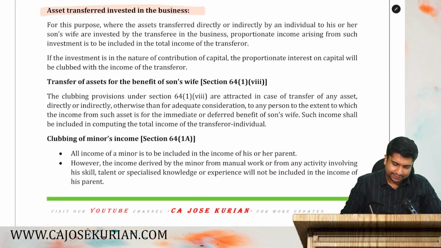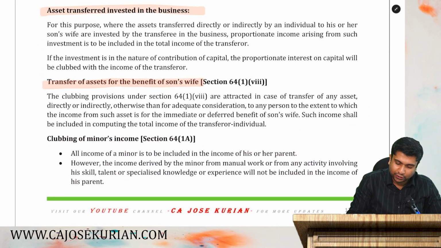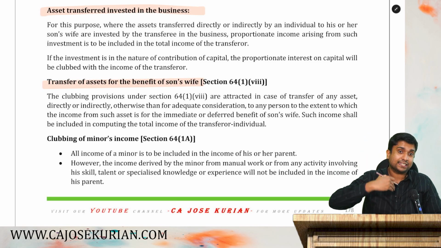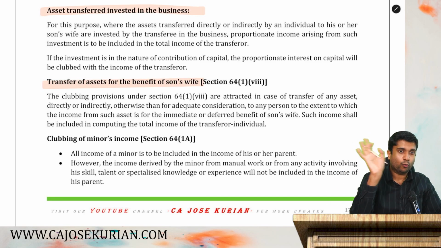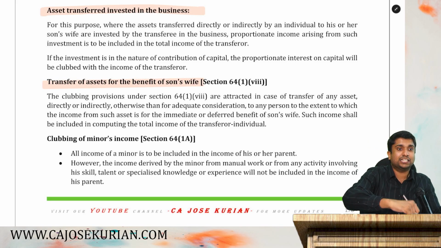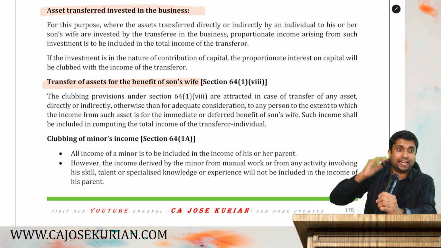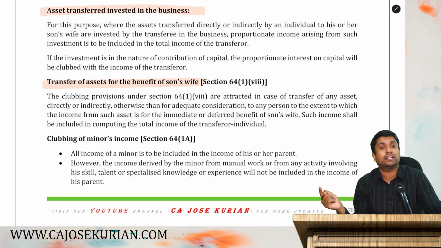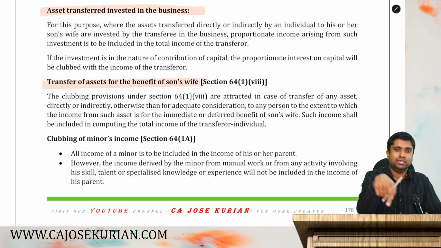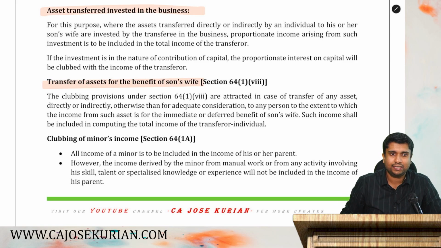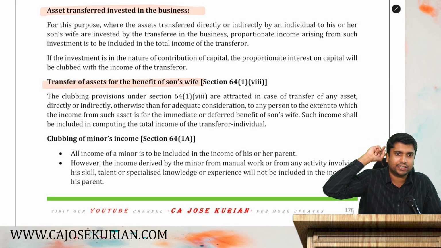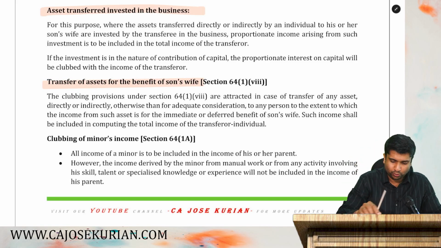Moving on. Next is transfer of asset for the benefit of son's wife. What is that? Instead of directly transferring an asset in the name of the daughter-in-law, what the father-in-law did is, he found a third person and transferred that asset in the name of the third person. And he told the third person to use that particular income for the benefit of the daughter-in-law. In that scenario also, clubbing provisions will get attracted, just like the spouse case. All these three cases are covered under spouse also.